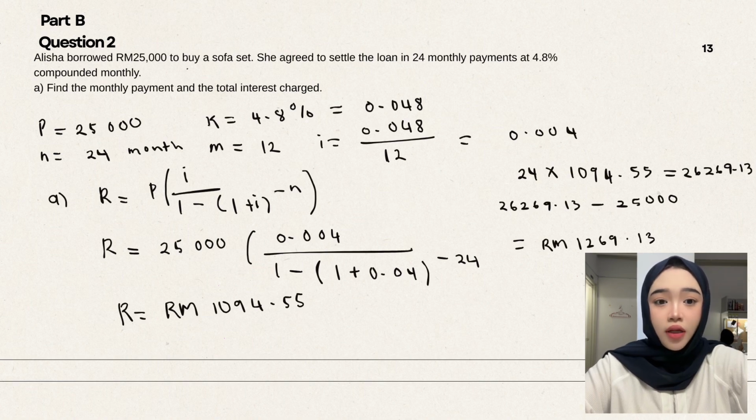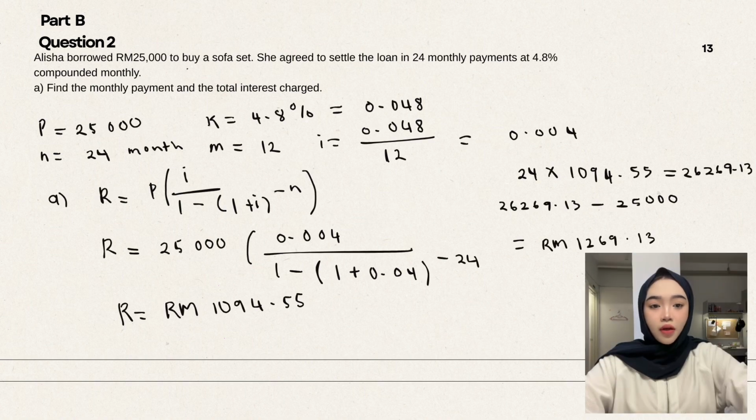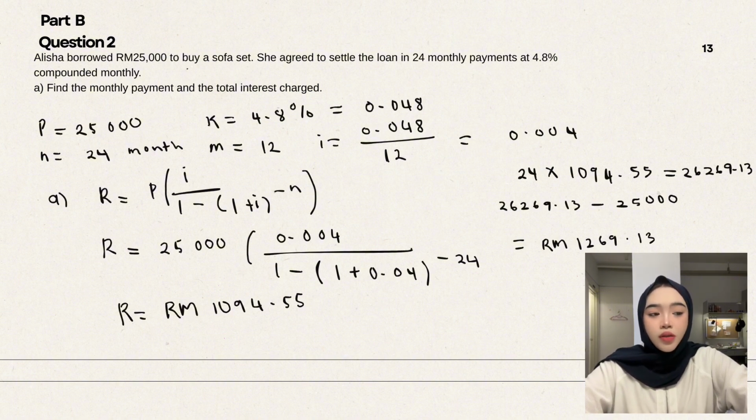Alicia borrowed RM 25,000 to pay off the finance. She agreed to settle the loan in 24 monthly payments at 4.8% compounded monthly. So here we have two questions. For question A, find the monthly payment and the total interest charge. P equal to 25,000, N equal to 24, K equal to 4.8%, which means 0.048. For compounded monthly, M equal to 12. For monthly rate, I equal to K divided by M. This means 0.048 divided by 12 equal to 0.004.